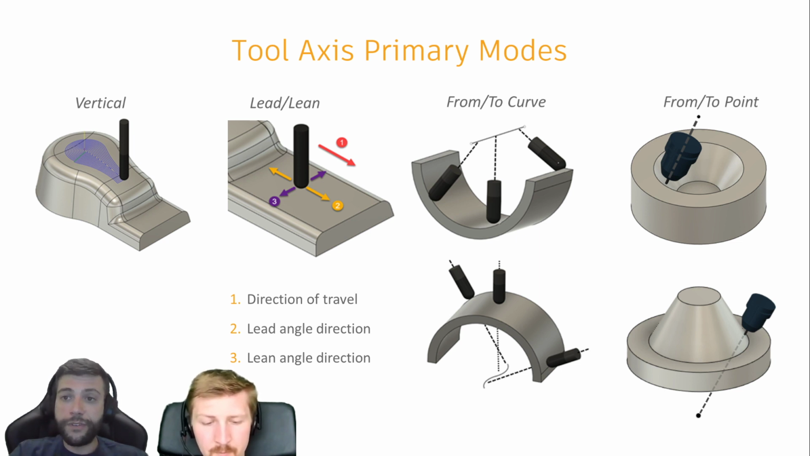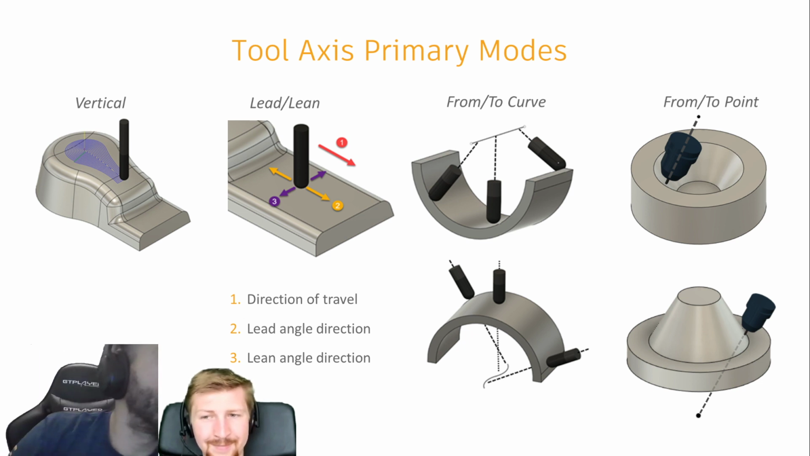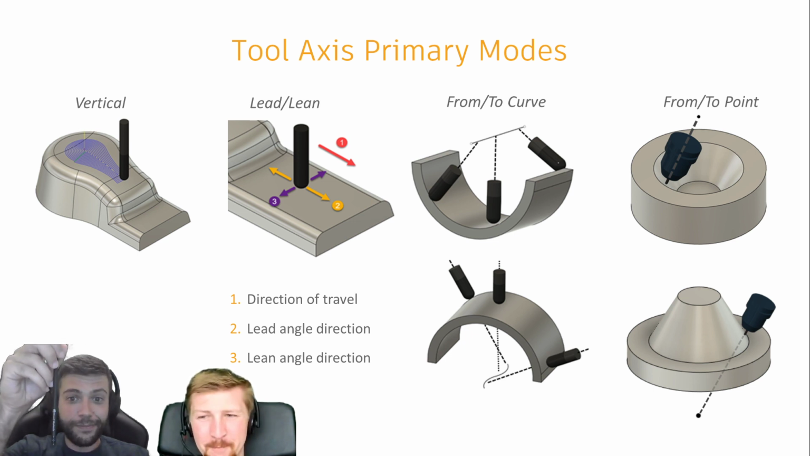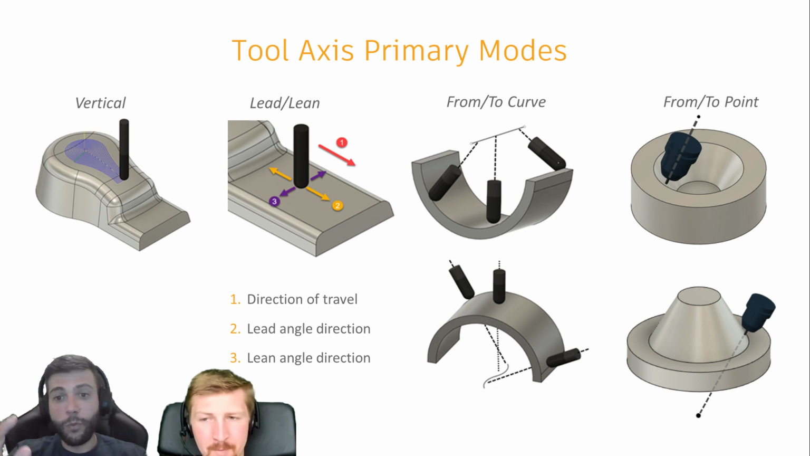With vertical, you're telling the software, keep my, I'm gonna use this. The green screen doesn't make it visible. Let's try with the pencil. Yeah, there we go. So keep it vertical. Start with the tool basically aligned with the z-axis for that given setup or toolpath.